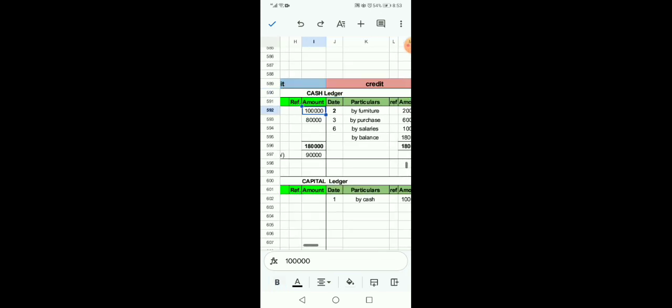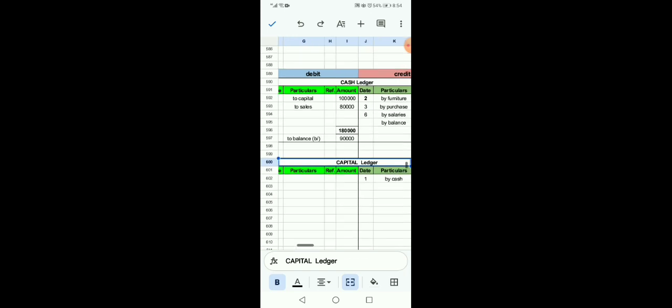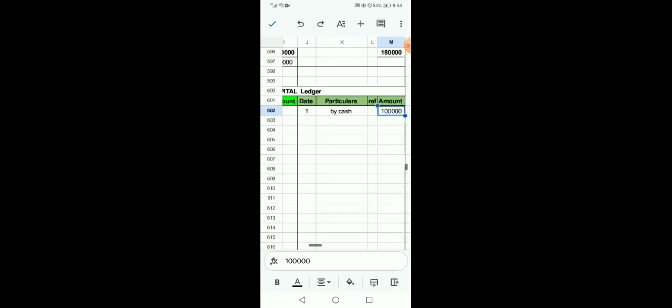When you were making the cash ledger, there were so many entries. Have you seen over here? There were so many entries, and you wrote all of the entries related to cash. While making the capital ledger, you are now looking, there is only one entry which has already been posted, so it's time to balance it. Do you remember what is the method of balancing?